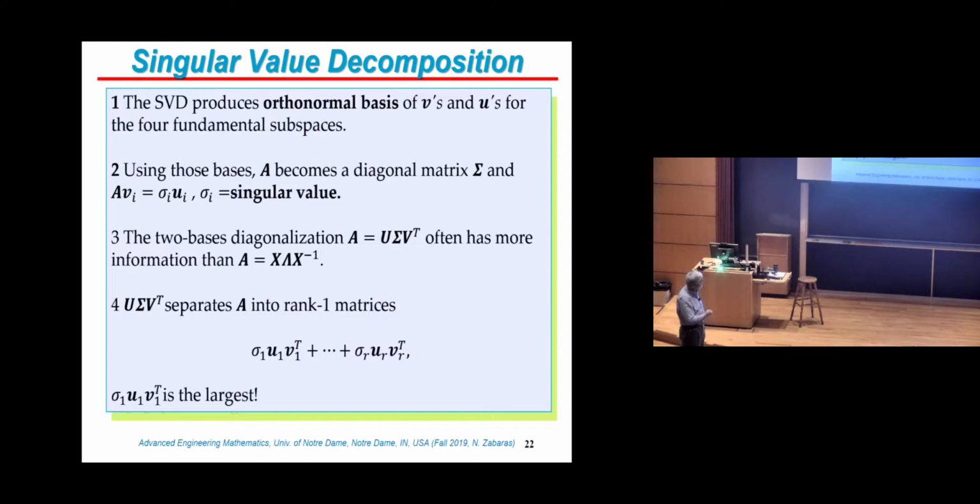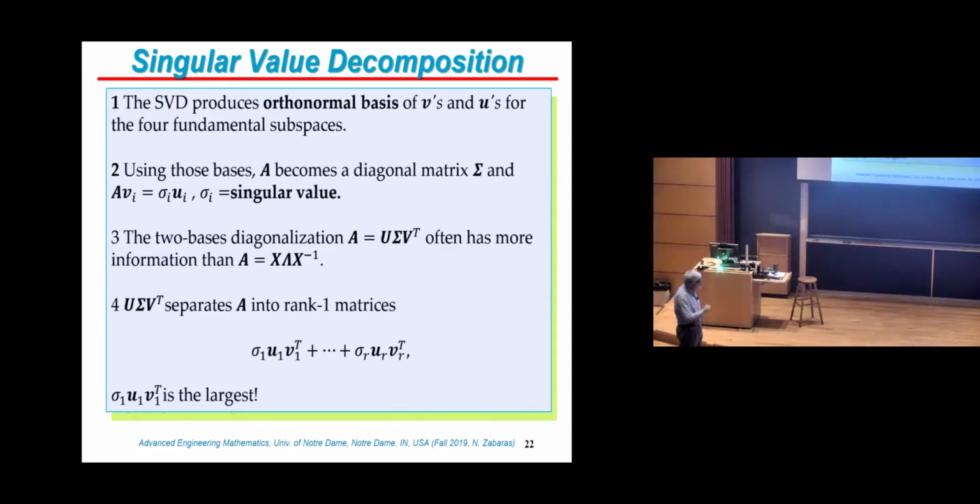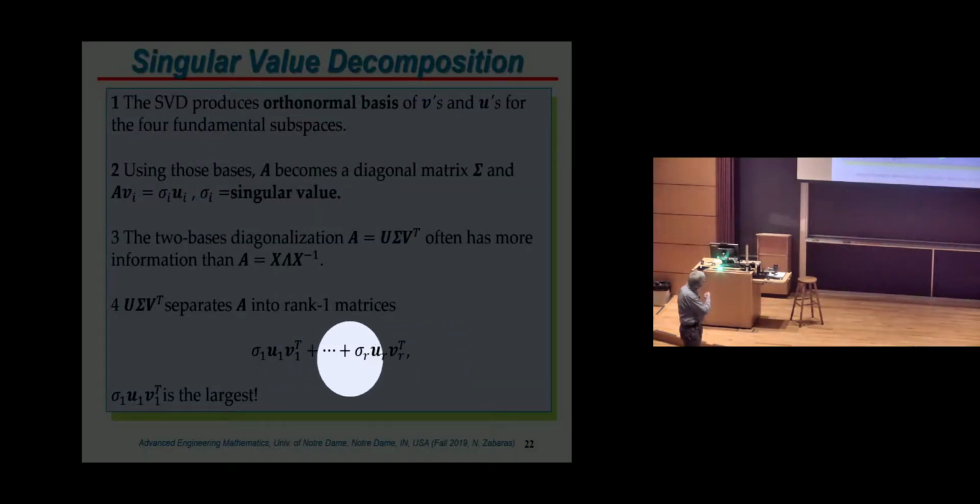So effectively, this type of decomposition can be used to compress the information the matrix contains to much smaller information that is inside those vectors U1, V1, U2, V2, etc.